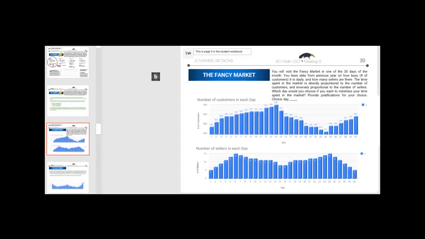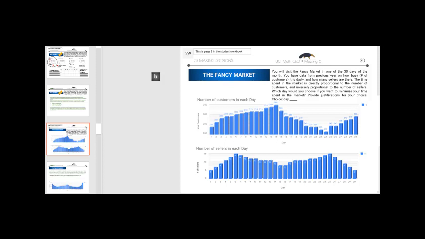Finally, Fancy Market. It's about graphs. So we have 2 graphs. Both have on the x-axis the number of days, day 1, day 2, day 3, up to day 30. So it's just a month. And then the first graph shows the number of customers that show up. So for example, day 14 is pretty crowded, whereas on day 24, almost nobody goes, 210. And then the second graph is the number of sellers on each day. So how many people are selling.